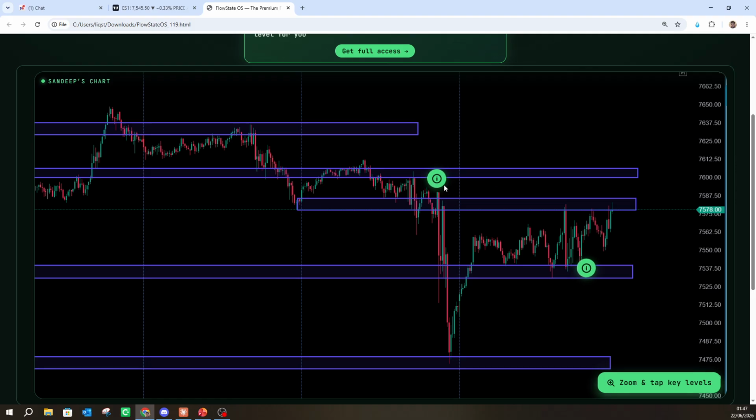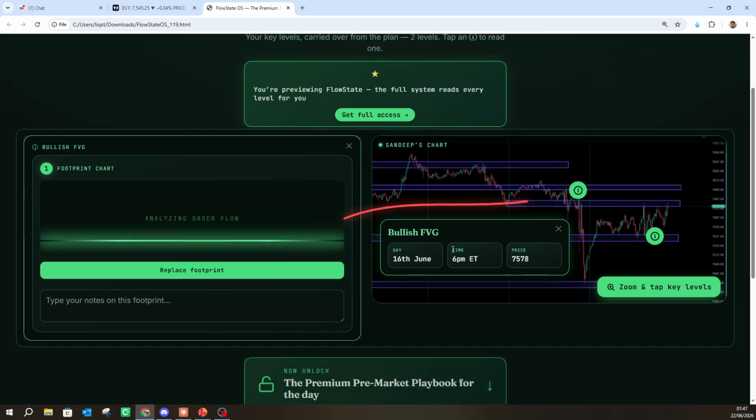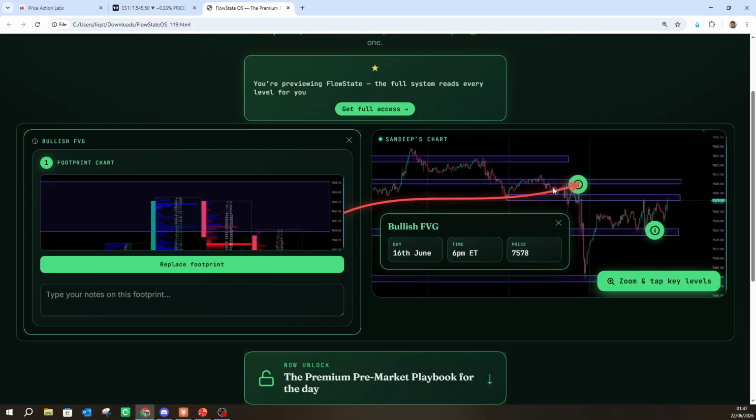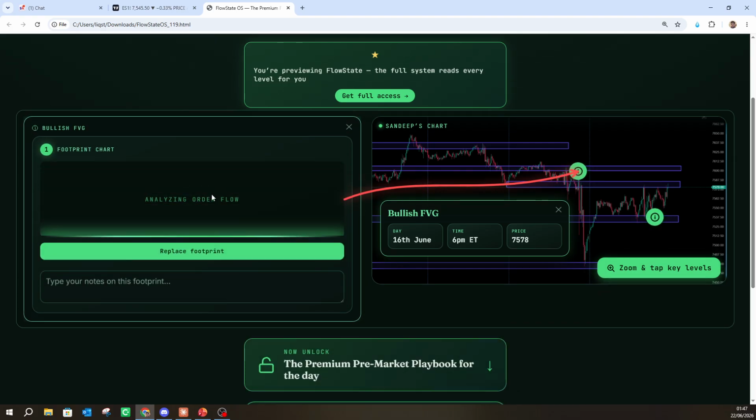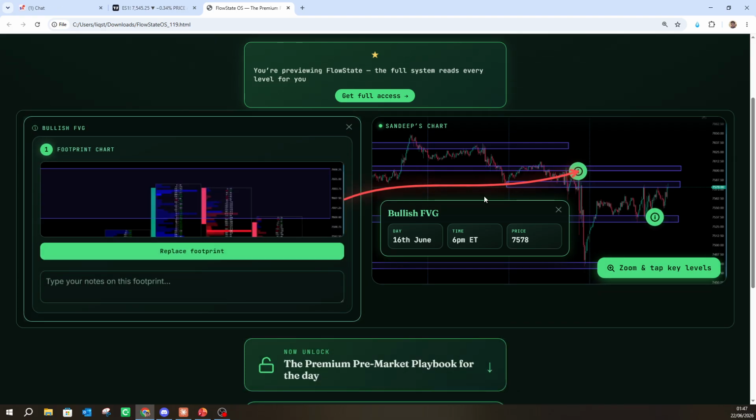So let's take a look at this FOMC level, for example. So here we have, this was the rough FOMC level. What you can see here is the market has calculated what was going on at that level at that time. Again, analyzing order flow, we're going through the process. So it's telling you there's a bullish price imbalance, or FVG, created on the 16th of June at 6 p.m. Eastern at roughly this price over here.